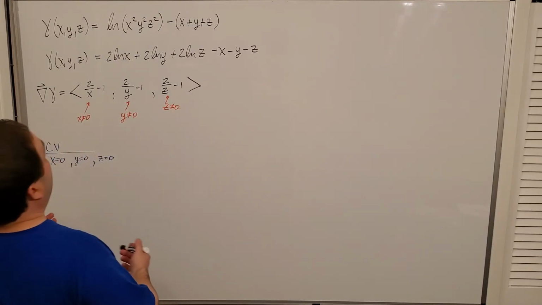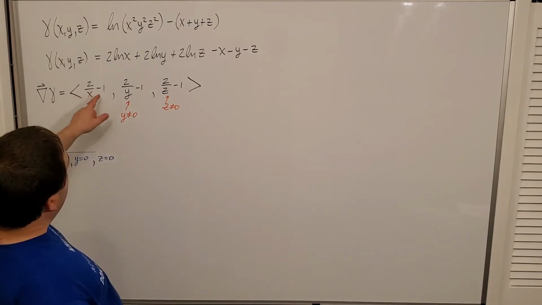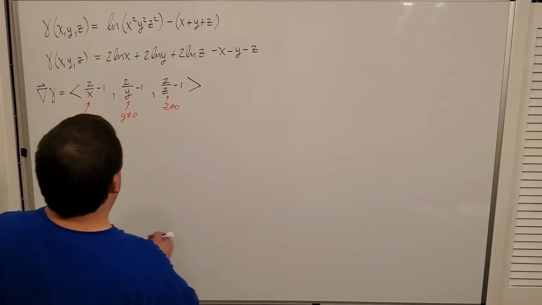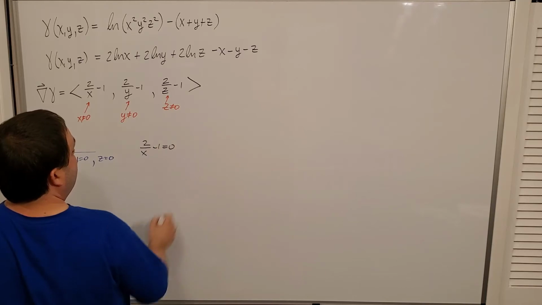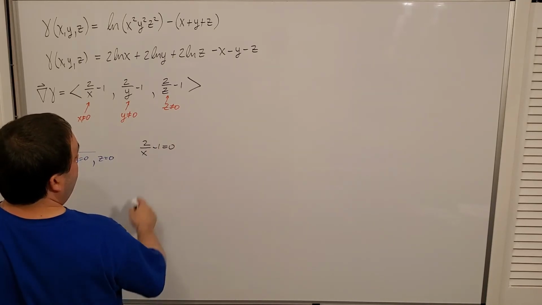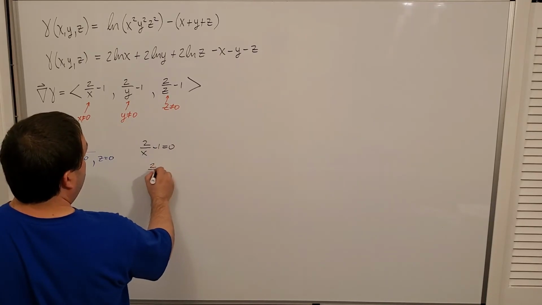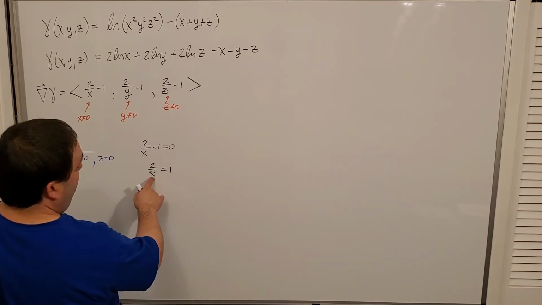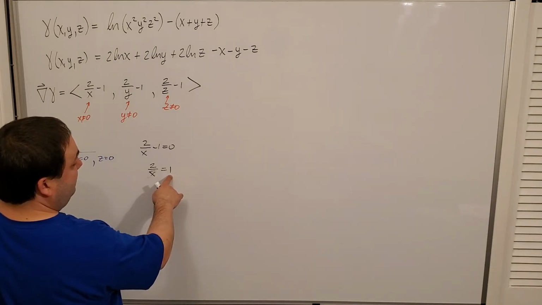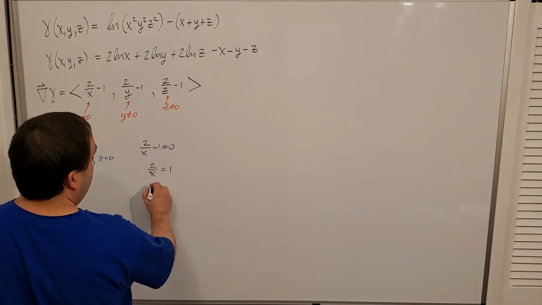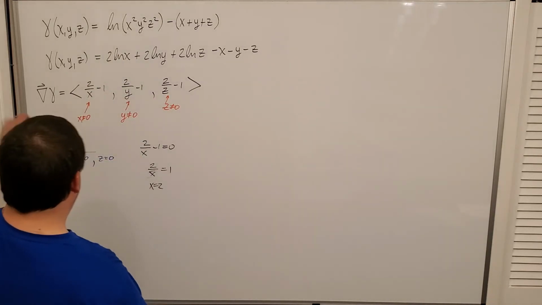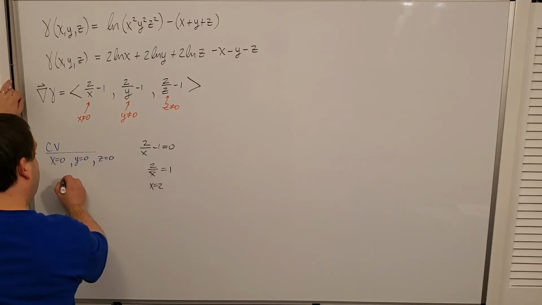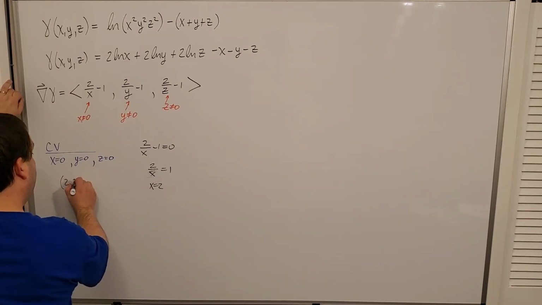So then what else is there? Well, I can set each one equal to 0, all right? And notice they're all going to solve the same way. If I set this equal to 0, right, I can just add the 1. And what x value do you think is going to give us a 1 here, right? That's going to be x equals 2. All of them are going to solve the same way. So the other critical value that I'm finding is the point 2, 2, 2.